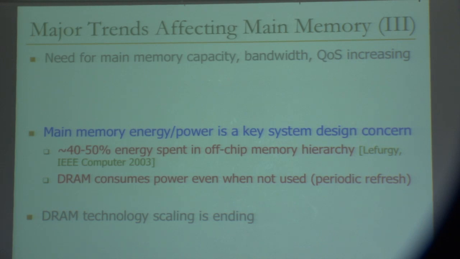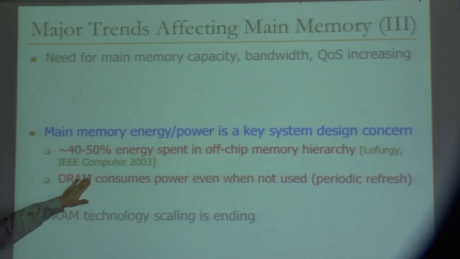They basically look at IBM's commercial servers and quantify where energy is spent. And they found that approximately 40 to 50% of energy is spent in the off-chip memory hierarchy in large-scale servers. And one of the problems with DRAM is it consumes power even when it's not used. You need to periodically refresh it.